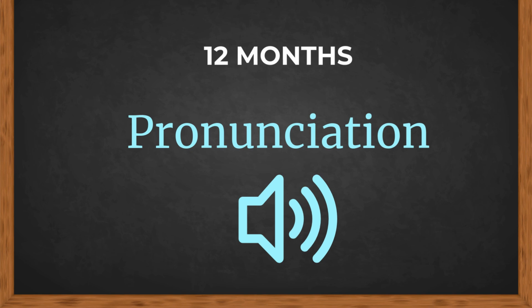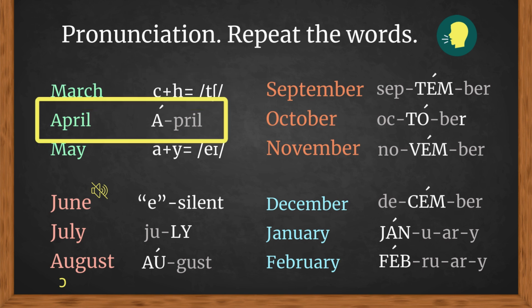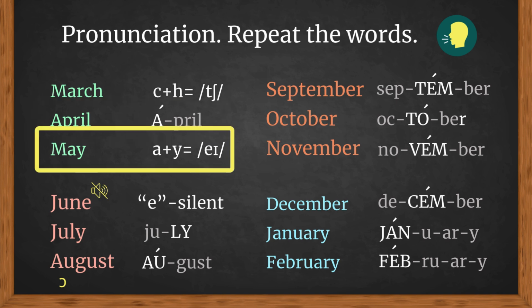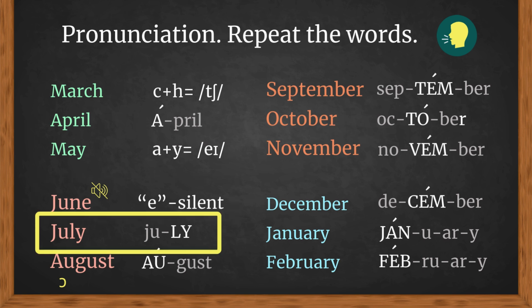Now we will practice pronouncing the 12 months. Listen first. Then repeat the words after me. March. April. May. June. July.